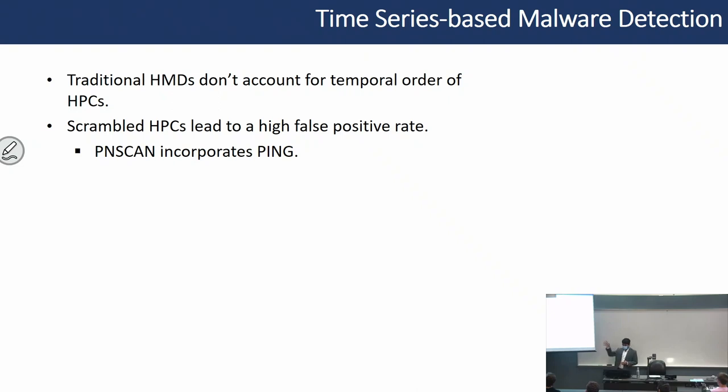For example, PNScan, which is a popular botnet, incorporates this command called ping. Ping is a very popular command which all of us have used at some point of time, right? This is not a malware command, it's a benign command. And any malware comprises a bunch of benign commands, so therefore the false positive rate increases if you work this way.